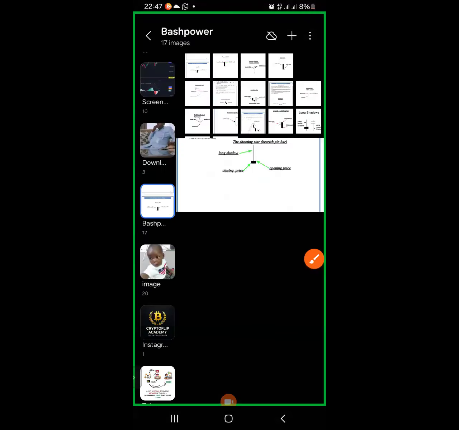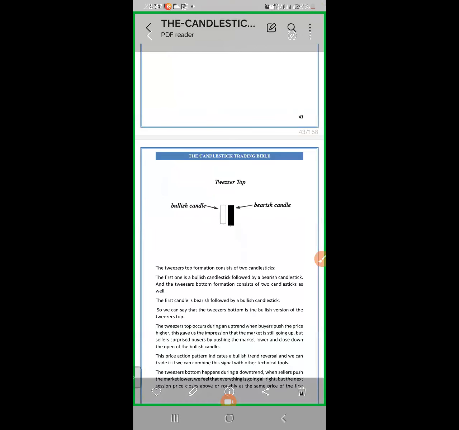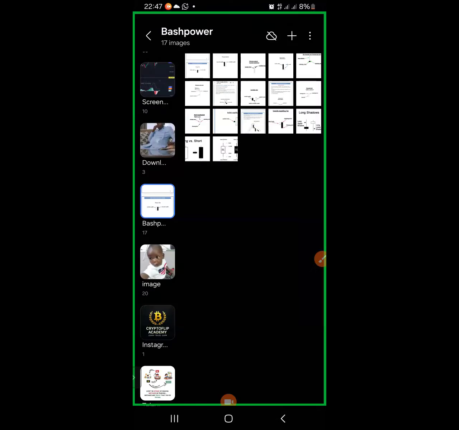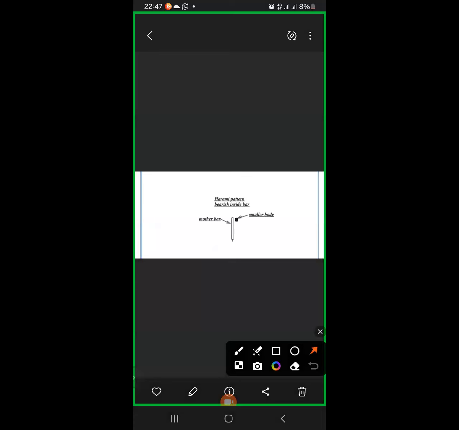Another chart pattern we have is what we call the harami, or you can call it an inside bar. Do you have an inside bar here? It is called the harami or an inside bar. You can call it a mother candle. This is the mother candle and this is a baby candle, because in Japanese, harami means a mother.